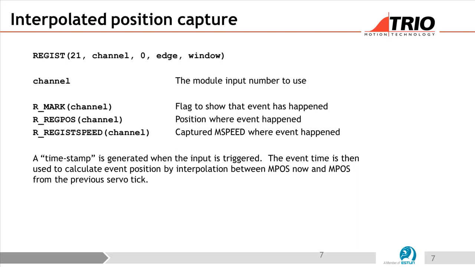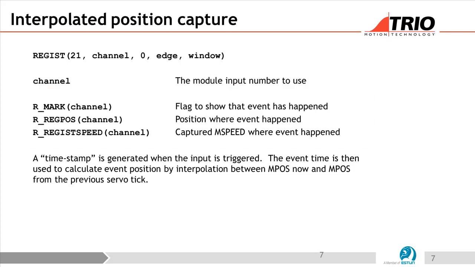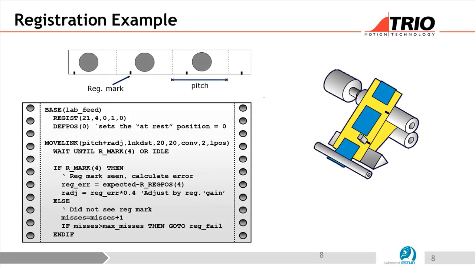Just before I move on, you'll see the syntax of the mark detection is different here. It's R_MARK and R_REGPOS. And the channel number is simply the input number, so it's quite simple to use. If you put your wire into input 3, you do REGIST 21,3, and then you look for R_MARK 3, and you get R_REGPOS 3. It just all matches, yeah. In that case, REGIST 21 captures the input of the controller with the time interpolated. If you want to use the drive, we'll talk about that in a second, because the drive will come up, I think.